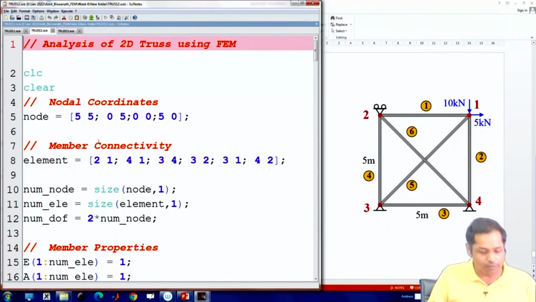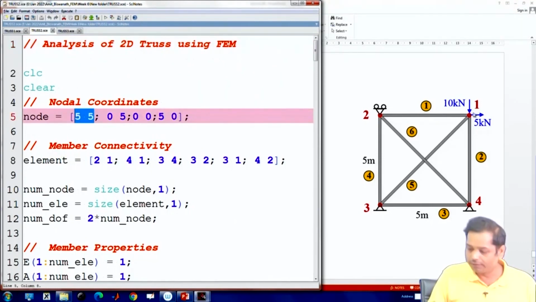Note there are 4 nodes. Node number 1 is 5, 5. Node number 2 is 0, 5. Node number 3 is 0, 0. And this is node number 4.